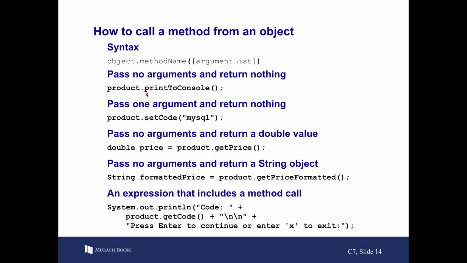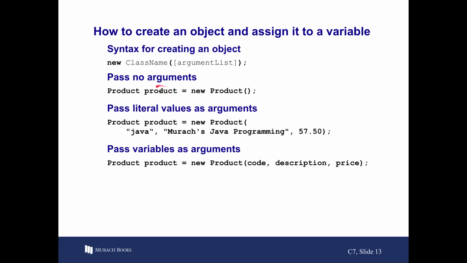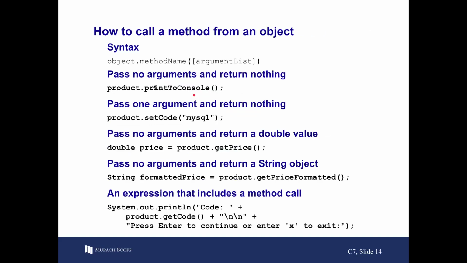Here's how we're calling methods. Once you define an instance and you create an instance, you can then call the methods using the variable name dot. So product dot setCode. This product is the variable we created here, setting it to an instance of Product. Then we can call a method that we define, setCode, getCode, getPrice, just like we would call a method on the Math class or the Scanner class or the Integer class, anything like that.